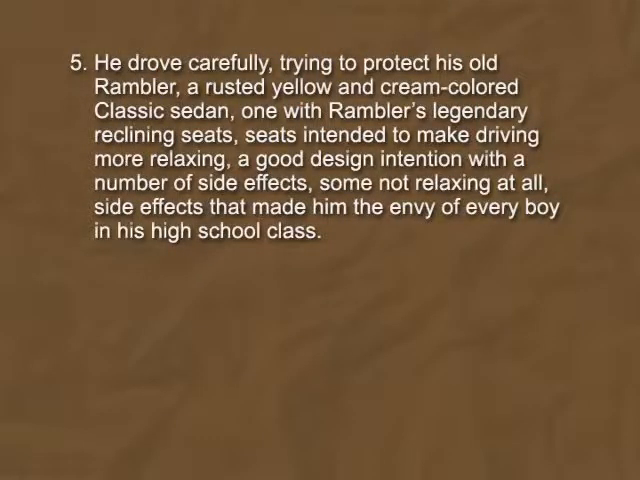He drove carefully, trying to protect his old Rambler, a rusted yellow and cream-colored classic sedan, one with Rambler's legendary reclining seats, seats intended to make driving more relaxing, a good design intention with a number of side effects, some not relaxing at all, side effects that made him the envy of every boy in his high school class.